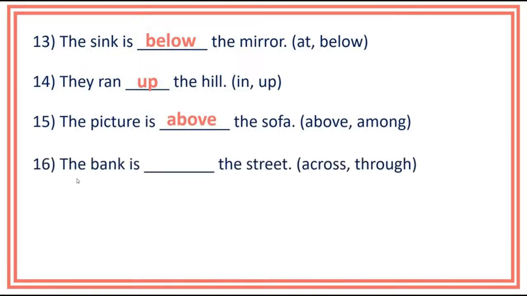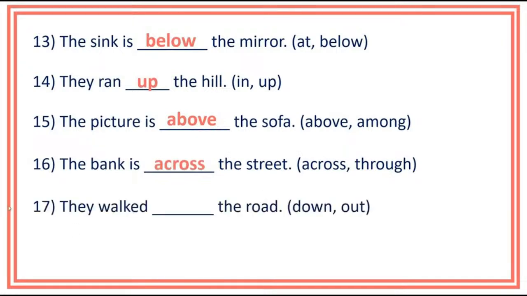Number 16. The bank is blank the street. Prepositions inside the bracket are across and through. Answer is, the bank is across the street.